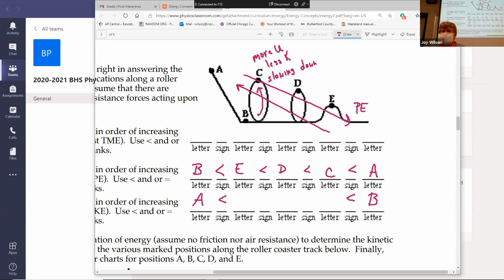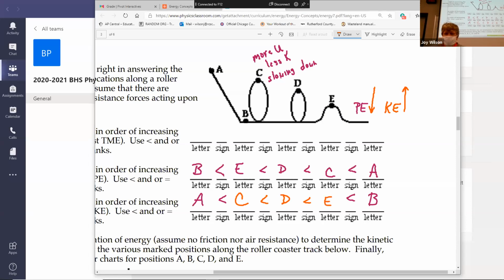Okay? Potential decreasing, excuse me, that's not a helpful way to represent that, sorry. If your potential energy is, let's do it like this. As your potential energy goes down, your kinetic energy goes up. So C is the second lowest. So C would be the second lowest for kinetic. Then D, and E.